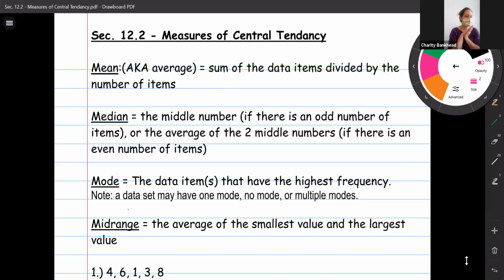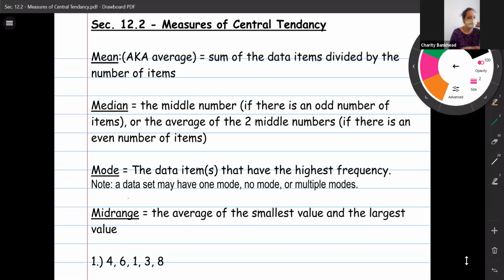And then the mode is the one that has the highest frequency, or the one that's repeated the most number of times. If nothing's repeated, then you would have no mode. And if multiple things are repeated, then you may have more than one mode, or you might just have one. We'll see examples of all that. And then the mid-range is just the average of the smallest and largest values.